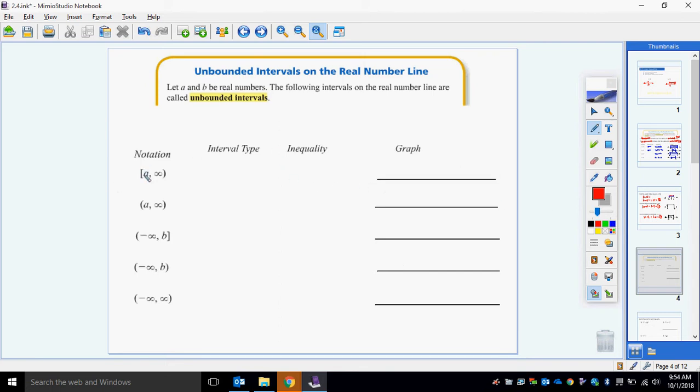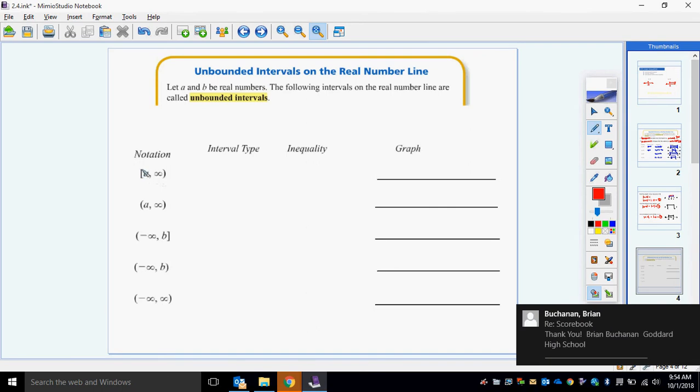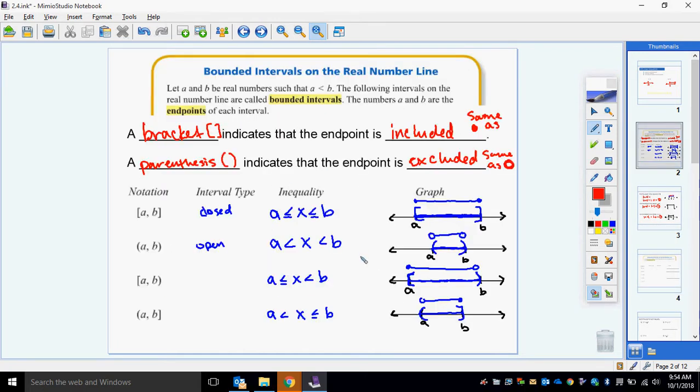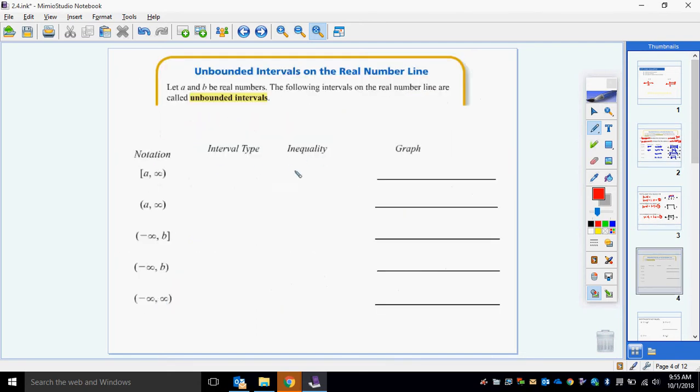I have a number a, infinity. So it's bounded on a and unbounded on infinity. So my inequality are those numbers that are bigger than a and going on forever. So this isn't going to be a compound inequality. Notice how these inequalities were all compound. That's when you have two numbers. Here I only have one number. So my solutions to x are going to be those that are bigger than or equal to a.